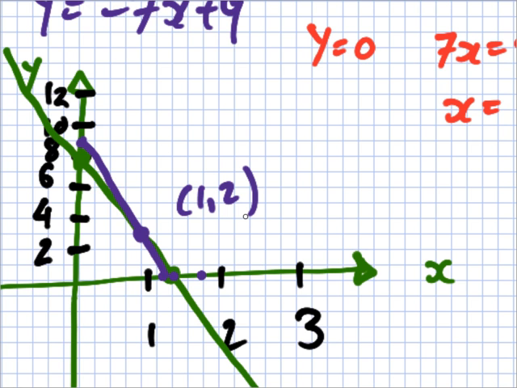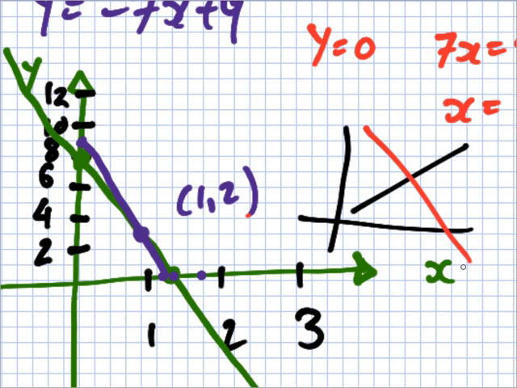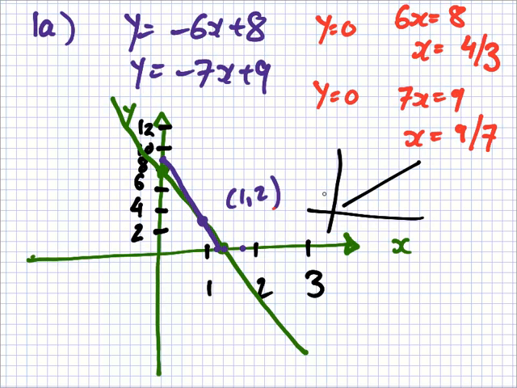Question 1A, why did I make it so difficult? I don't know. In the exam, it would be much clearer. Your graph would be something like this, a line like this and a line like this, and it'll be very clear and easy to read.